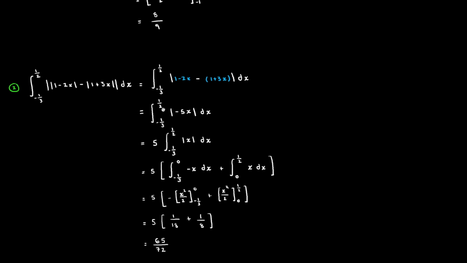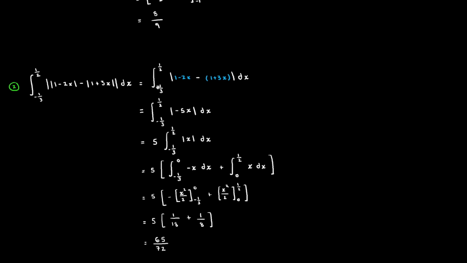We have the integral from -1/3 to a half, and you can see we can just drop the absolute values on 1 minus 2x, and we can drop the absolute values on the 1 plus 3x.